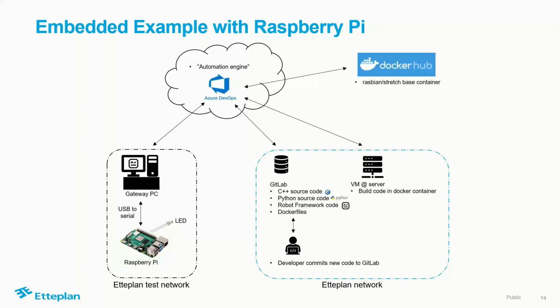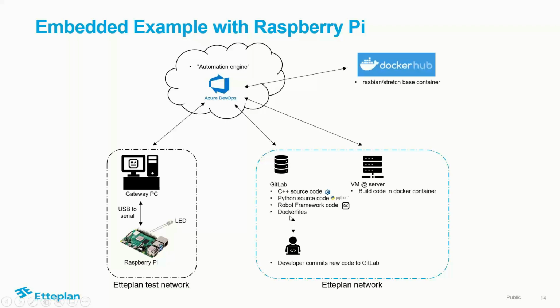And for the test case, our code will enable the LED and then disable the LED. We will check at each phase with a Python script that the state changed. We will do that for both the enabled and disabled LED cases. For that purpose, we will use robot framework, which is running from the gateway computer.